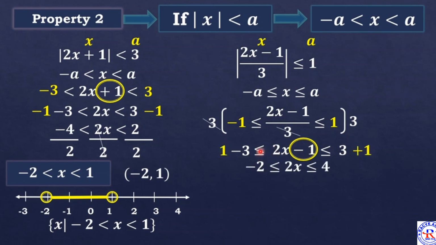So we now have, may iwan na si 2x. So nilipat natin siya both sides. So 1 minus 3, bakit positive 1? Kasi negative 1 ito. Okay, so 1 minus 3, that is negative 2. 3 plus 1, that is 4.